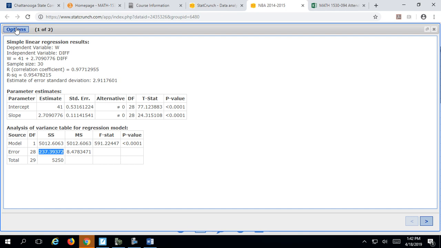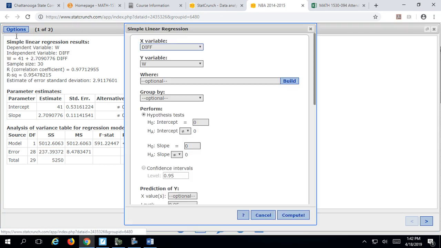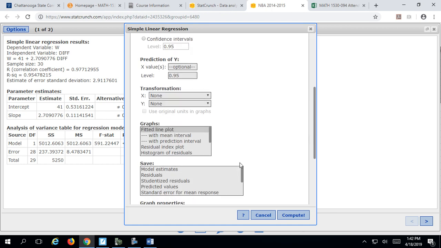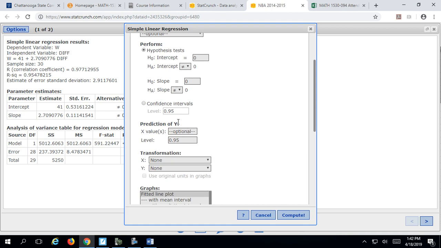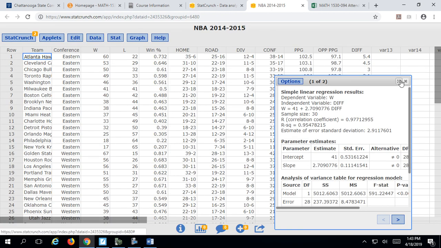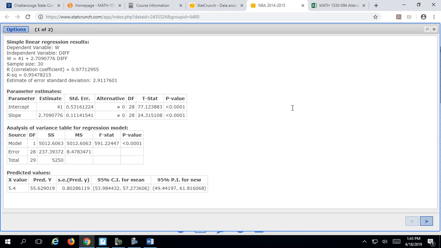So I want everybody to go back to options and edit. So if you scroll down to this prediction of y, and it gives you x values, I want you to plug in 5.4 there, and then compute. It adds this on at the end, and you see it makes that prediction for you. It just plugs it into that regression equation.